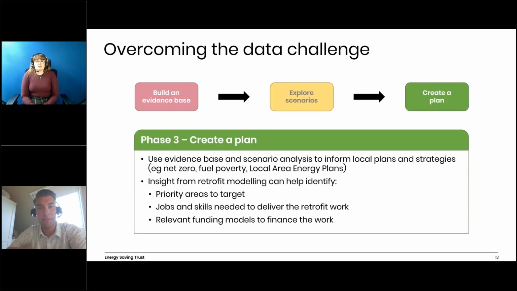This then sets up the 3rd phase. At this point, you can use the evidence base as well as the insights from the scenario modeling to inform local strategies on net zero, fuel poverty strategies, and even local area energy plans. For example, you could use this data to build a retrofit pipeline by identifying hotspots of properties that are suitable for specific interventions. You could also use this to identify the types of jobs or skills required to deliver the retrofit work, which can then inform future investment in supply chain development and training. You'd also be able to allocate funding more efficiently and identify areas that may be suitable for trialing new or innovative forms of green funding and finance.